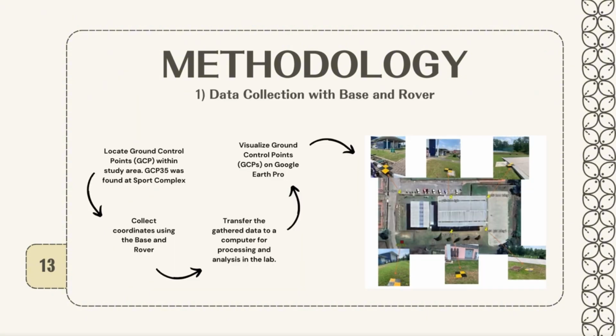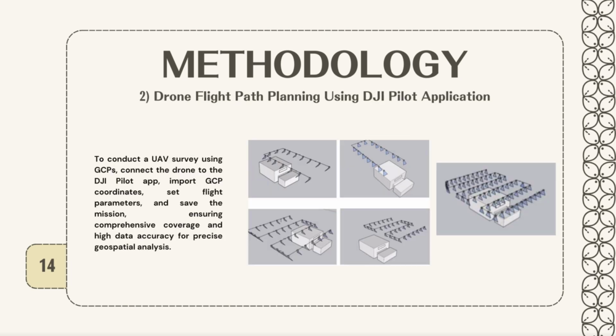For the data collection with the GNSS receiver, we need to locate ground control points within the study area. GCP-35 was found at the Sport Complex. Next, collect coordinates using the base and rover. After that, transfer the gathered data to a computer for processing and analysis in the lab. Lastly, visualize ground control points on Google Earth Pro. This is the result after you visualize the GCP.